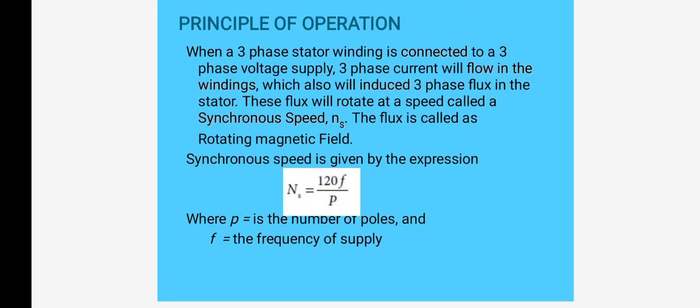When a three-phase stator winding is connected to a three-phase voltage supply, three-phase current will flow in the winding, which also induces three-phase flux in the stator. This flux rotates at a speed called the synchronous speed Ns. The field is called the rotating magnetic field. The synchronous speed is given by the expression Ns = 120 f / P, where P is the number of poles and f is the frequency of the supply.